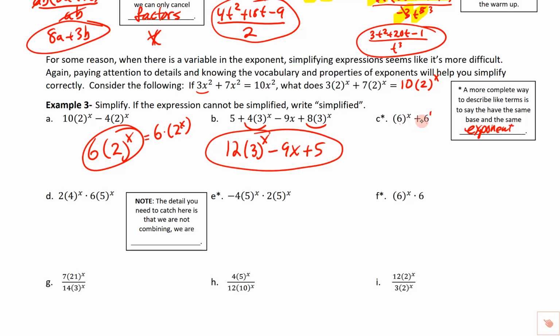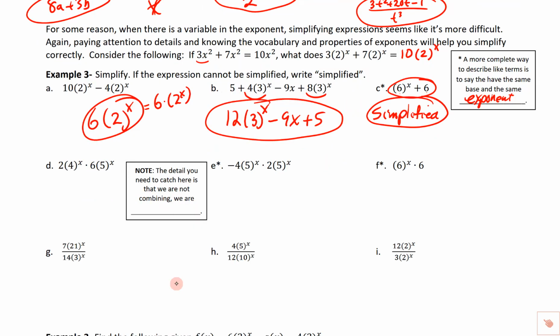So they have the same base. They have different exponents. We can't combine these. So we're going to write simplified here. Okay, so that would be the answer on that one. There's not really a good other way to write this, so we'll just go ahead and circle that and say simplified. So let's take a look at the next one.